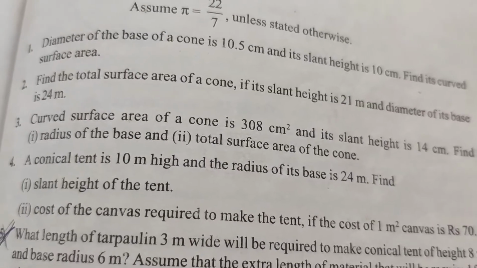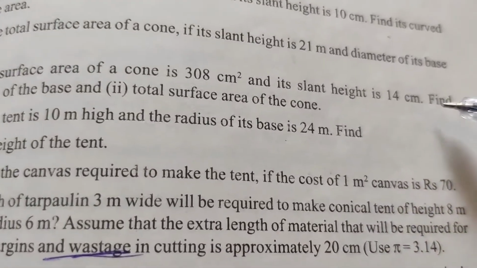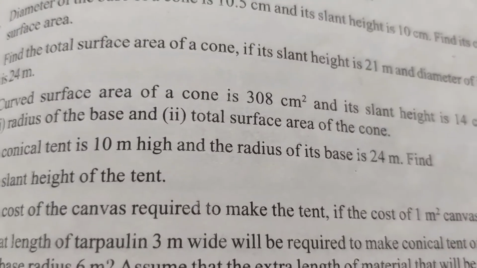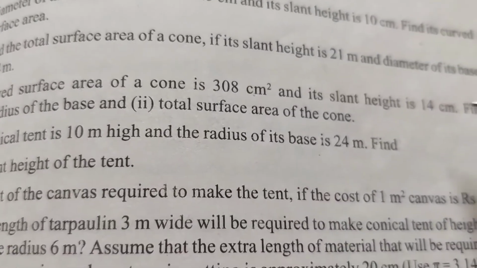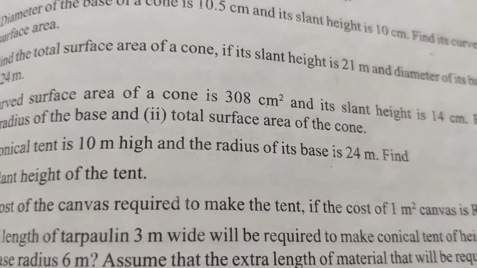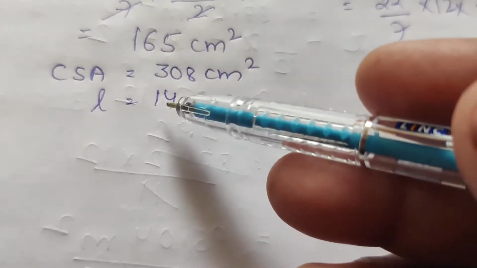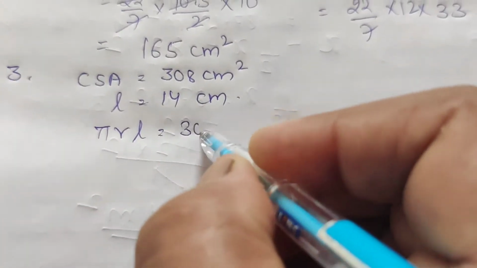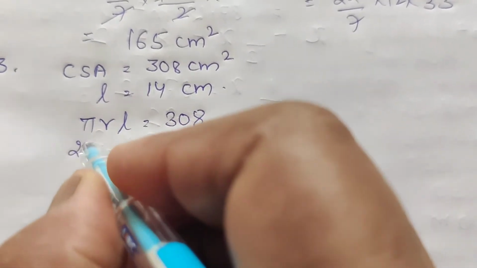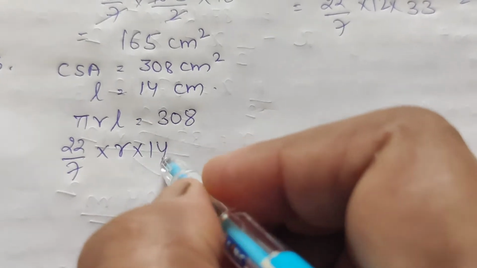The CSA of a cone is 308 centimeter square and its slant height is 14 centimeter. Find the radius of the base and the total surface area of the cone. CSA is given and L is given. The formula of CSA is pi r L equal to 308. Pi is 22 by 7, radius we have to find, and L is 14.